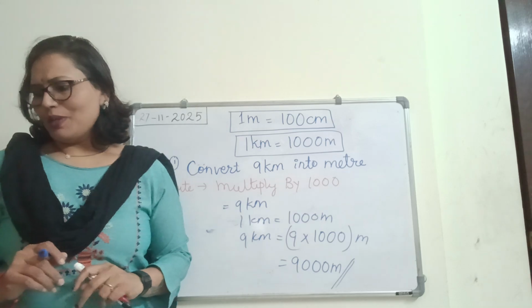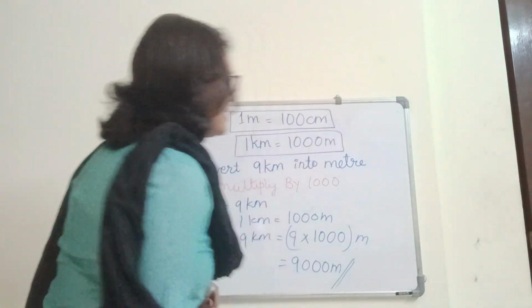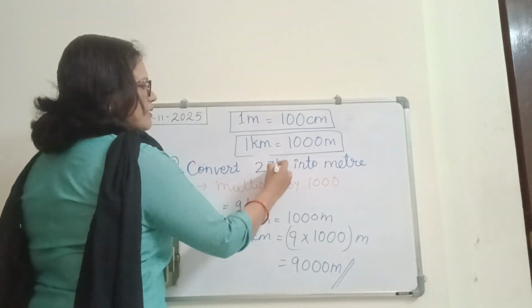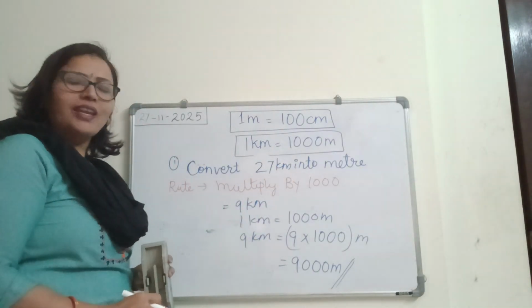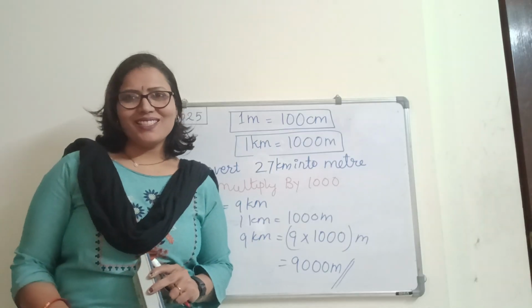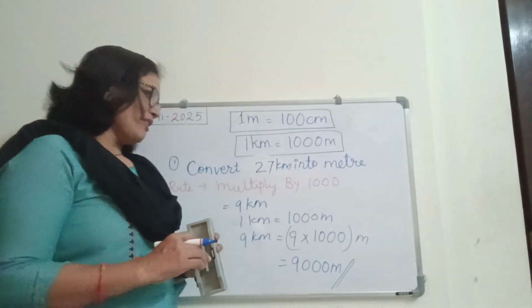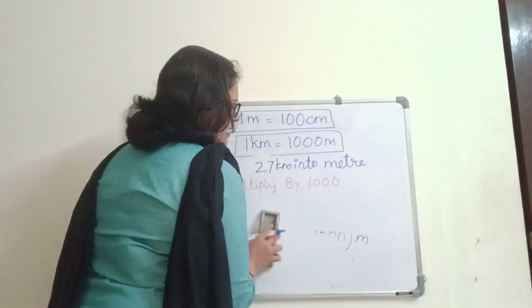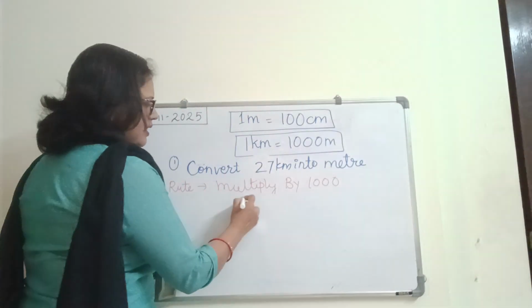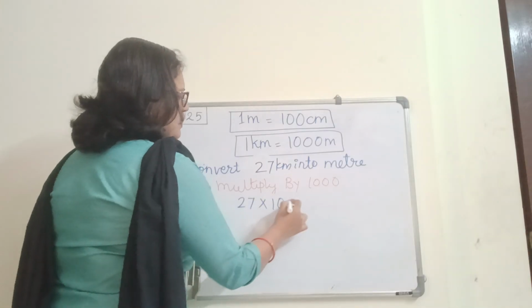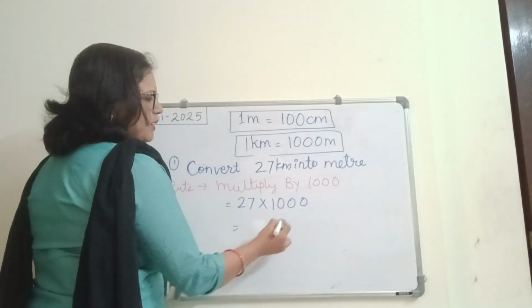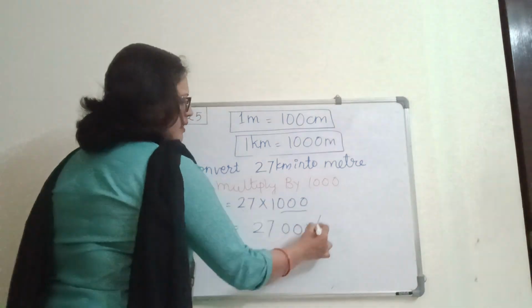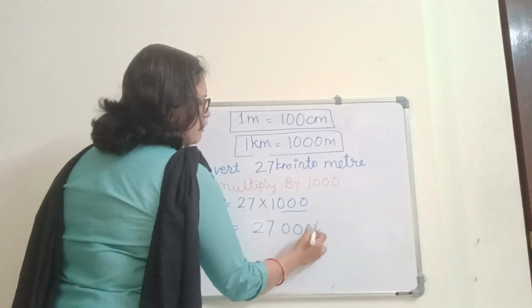So you understand how to convert kilometer into meter now. One more example we see here. Suppose 27 kilometer is given. Convert this 27 kilometer into meter. Can you tell orally what is the answer for this? It is 27,000 meter. Yes, you are correct. It is 27 multiplied by 1000. So how to multiply? 3 zeros as it is. 27 ones are 27. So 27,000 meter.